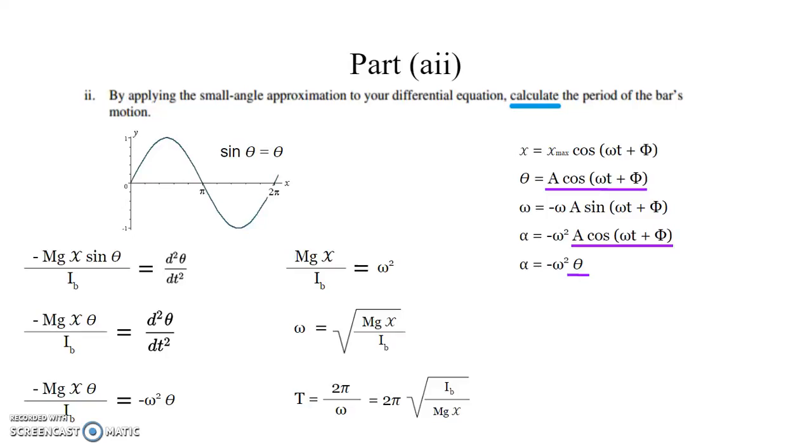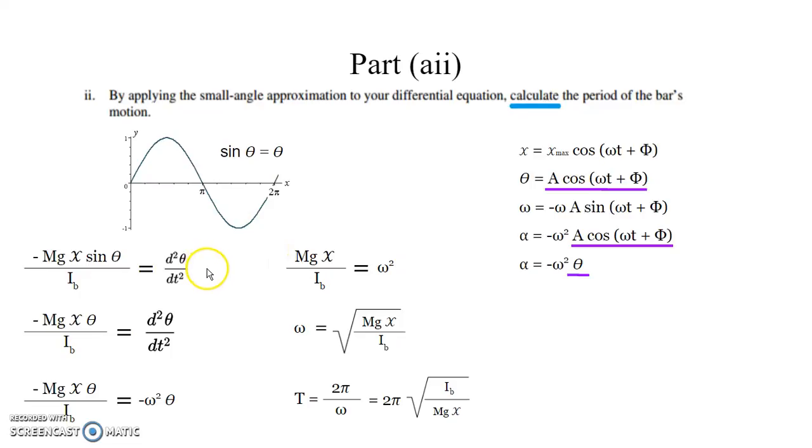So part 2 of A, by applying the small angle approximation to your differential equation, calculate the period of the bar's motion. So first, let's recall the small angle approximation, which essentially states that as we approach the origin from the right side of a sine function, the x and y values become closer and closer until we can basically call them equal at points very close to the origin. And using this, we could manipulate our differential equation to calculate the period.